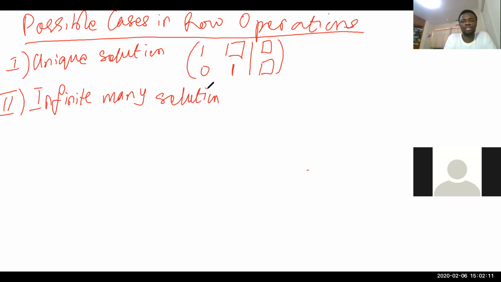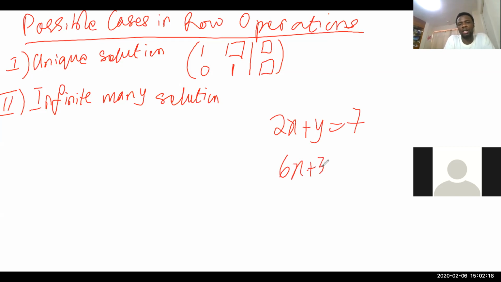So if one is 2x plus y equals 7, the other might be 6x plus 3y equals 21. Okay? And what you notice is that if you decide to do an operation, let's see what happens here. I've just multiplied by 3, isn't it? So I want my second row to now be my initial second row minus 3 times the first row. What do you notice, guys?